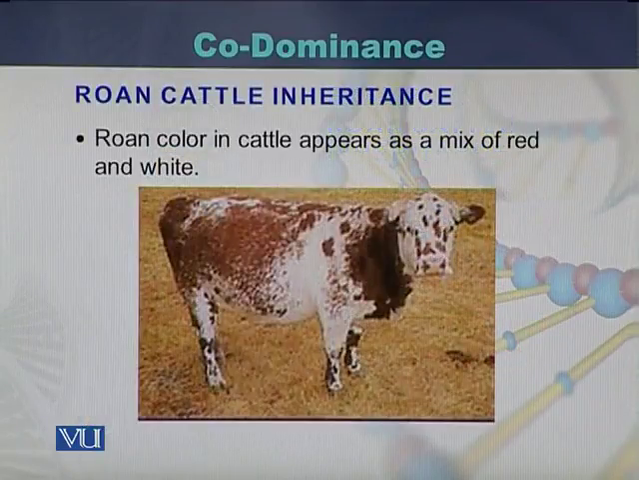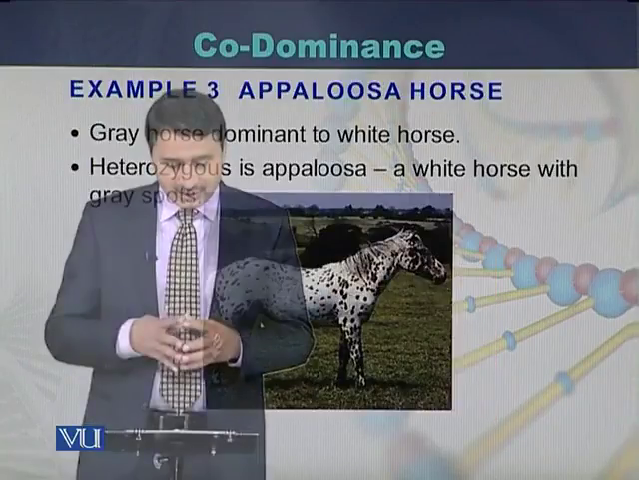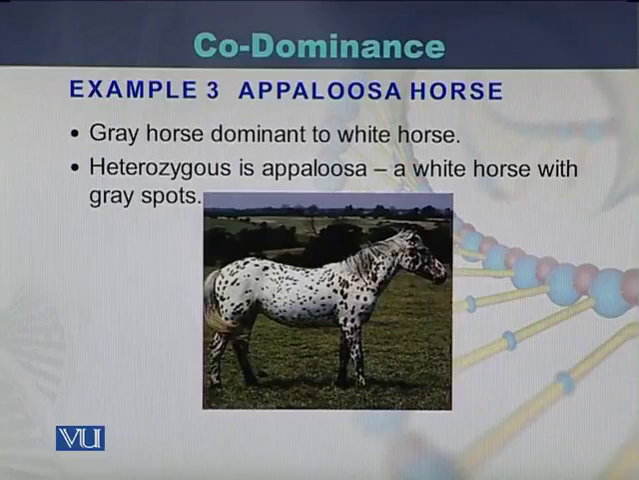Here we can see the roan color in the cattle appears as a mix of red and white, because their parents would be red and white, but the next generation F1 progeny will have both colors. This color is called roan color. This phenomenon is called codominance, and it is usually seen in cattle, cows and buffaloes. This is the third example about codominance.